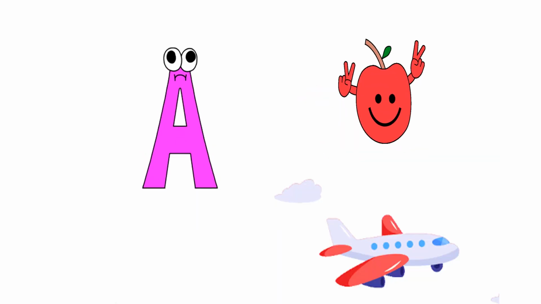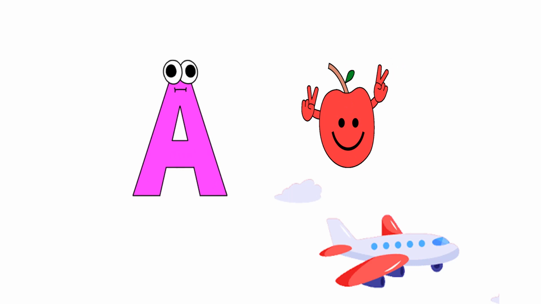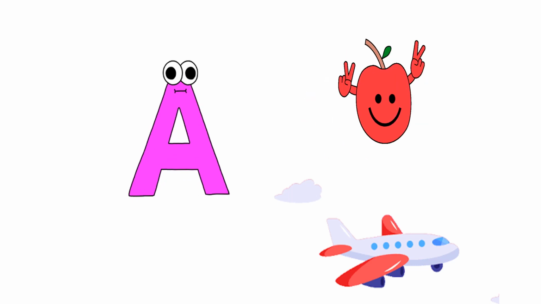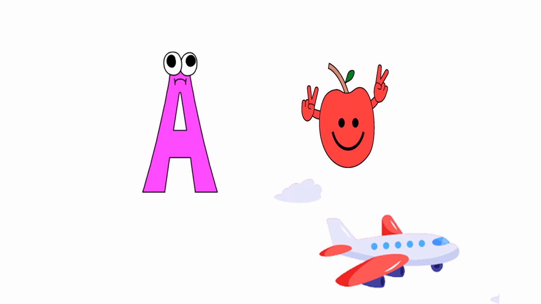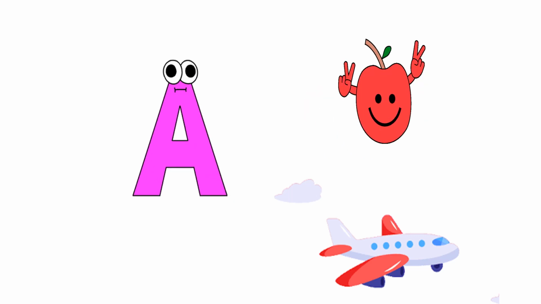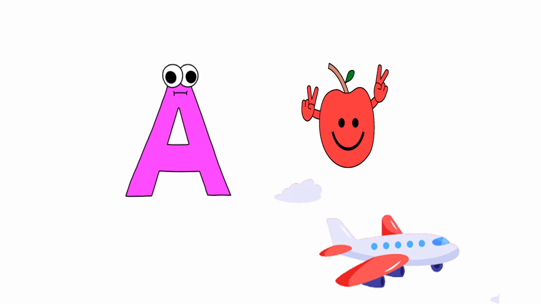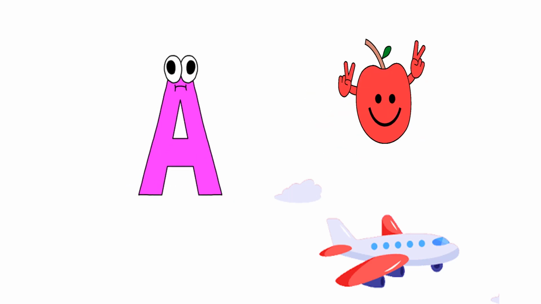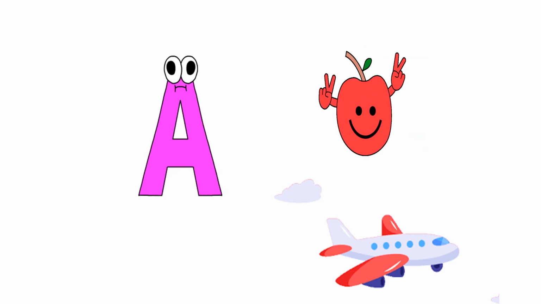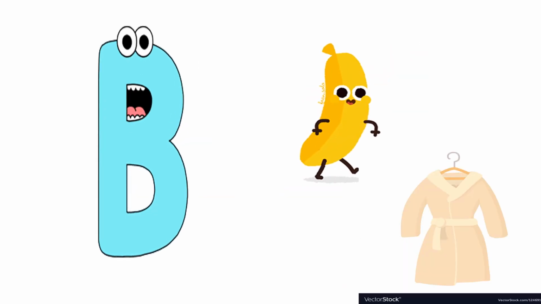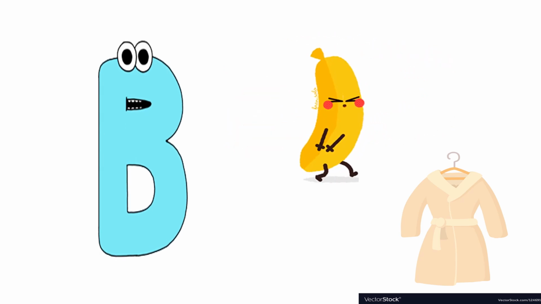Okay, so the first word is A. What is the phonetic sound of A? A says A. A, A, apple. A, A, aeroplane. So in all these words, which sound is coming? A. Okay, so the next alphabet is B.